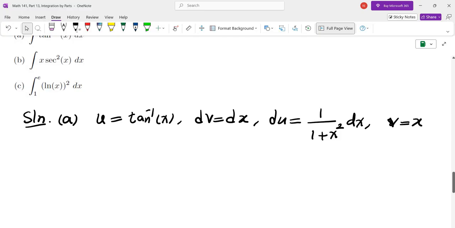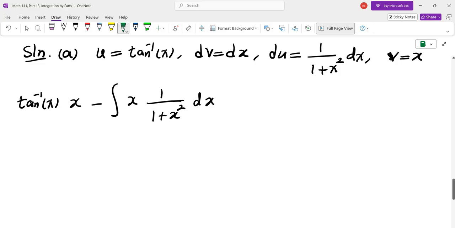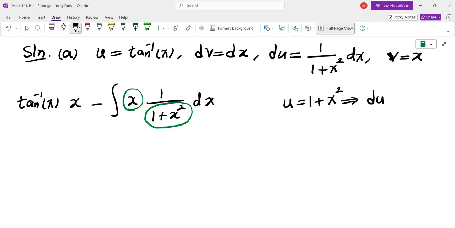So the integral is going to be uv, which is tan inverse of x times x, minus the integral of v du, which is x times 1 over 1 plus x squared dx. Now, how do we integrate this? If you look at this one, you notice that the derivative of this one is right here. So it makes sense to do a u substitution for u equals 1 plus x squared, and that gives us du is 2x dx. So that means x dx is 1/2 du.